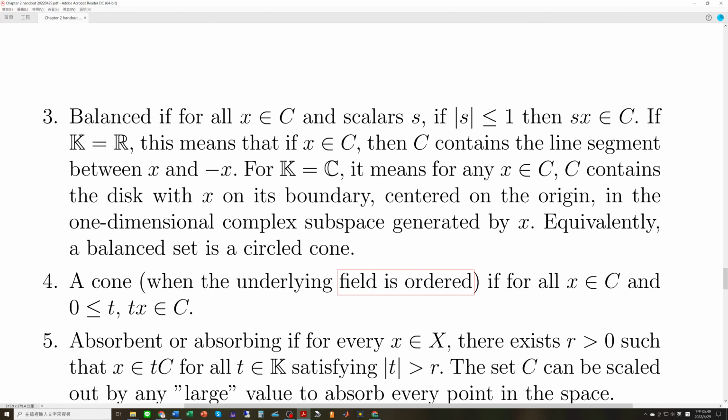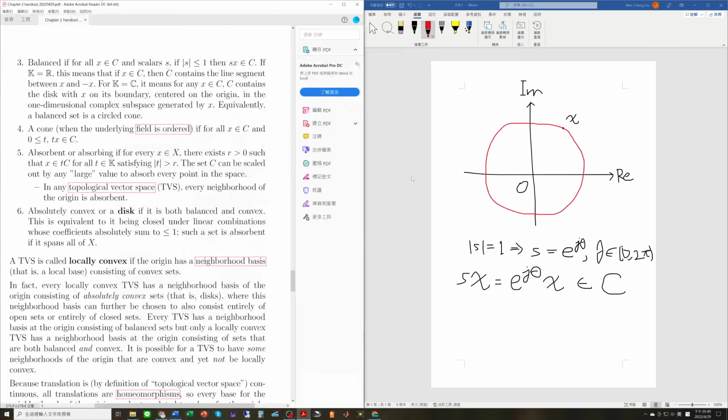Third, balanced. If for all x in C and scalars S, if the absolute value of S is smaller than or equal to 1, then S times X is in C. If K is equal to R, this means that K is the set of all real numbers. This means that if X is in C, then C contains the line segment between X and minus X. Let me draw a graph for you.